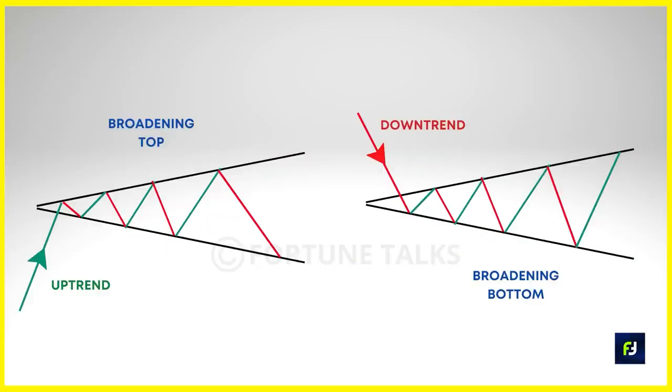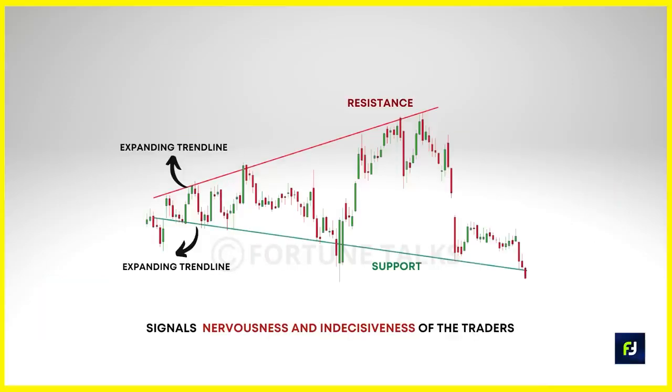Now, when it comes to the identification of this pattern, the pattern can be formed during an uptrend or a downtrend, and it is referred to as a broadening top when it is formed during an uptrend and a broadening bottom when it is formed during a downtrend. When the two trend lines connecting the widening highs and lows of the prices diverge from each other, it is an indication of a broadening triangle pattern. It shows the nervousness and indecisiveness of traders.